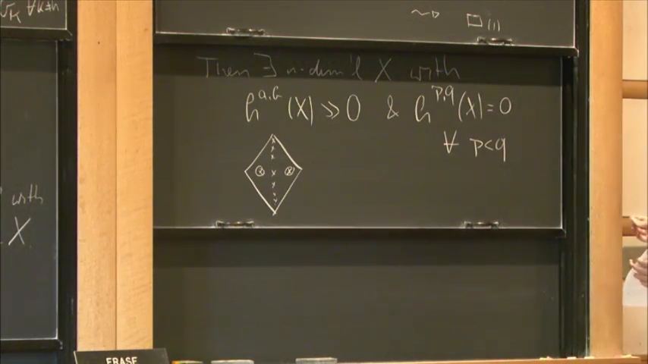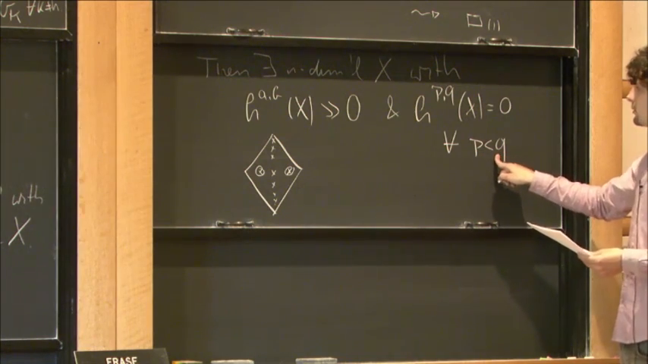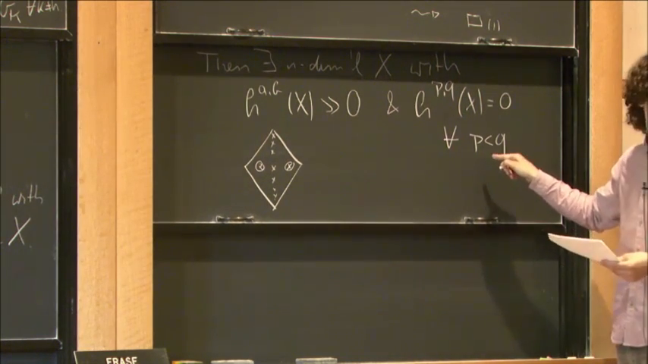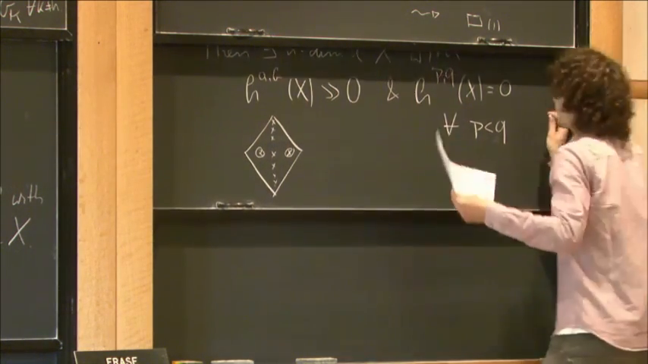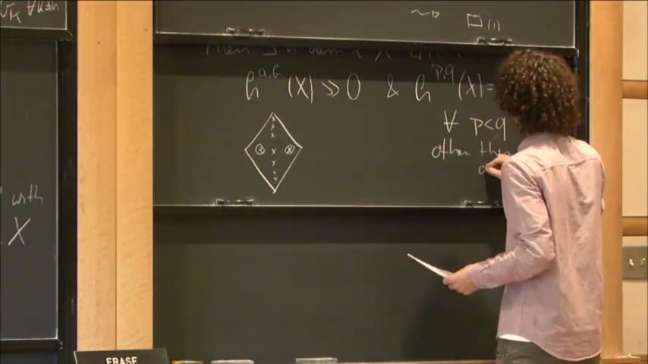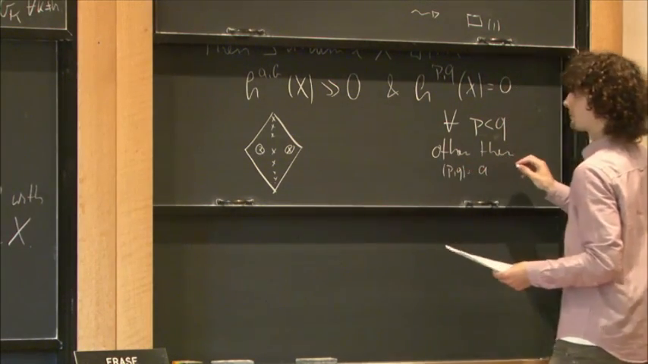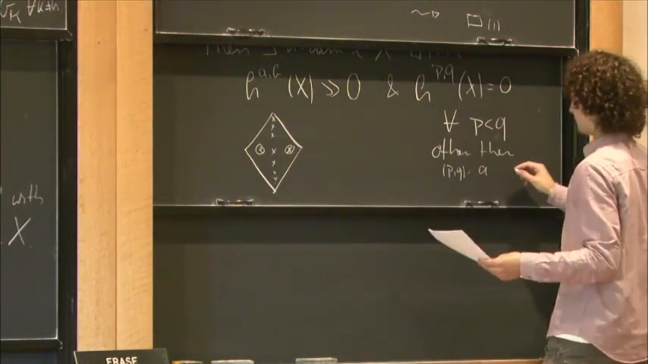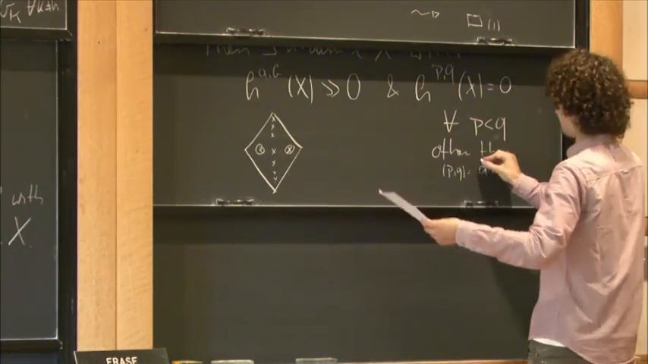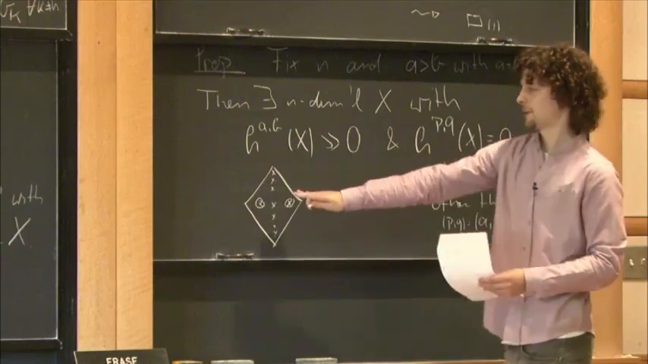I don't see a problem. PQ is not AB? Oh, yeah. Well, but A is bigger than B and P is less than Q, so it can't be. Yeah, for all other than those. Yeah. So that's the picture.